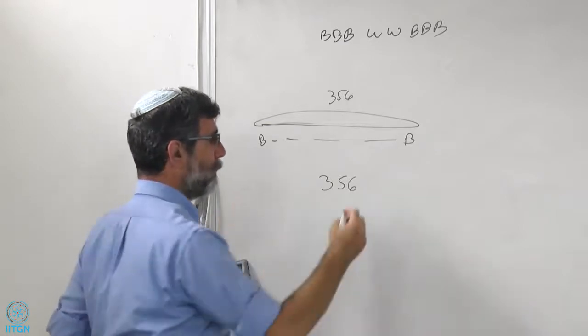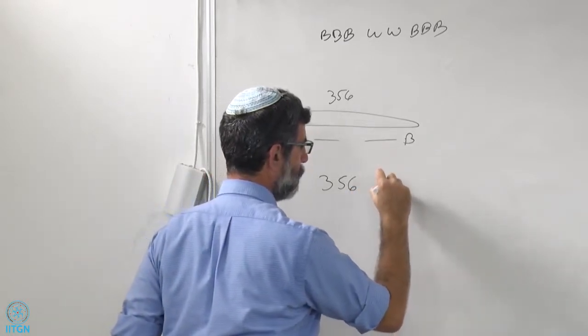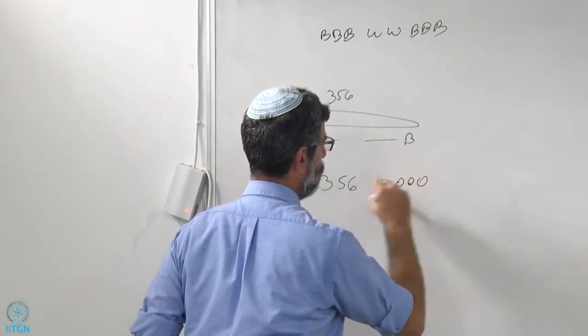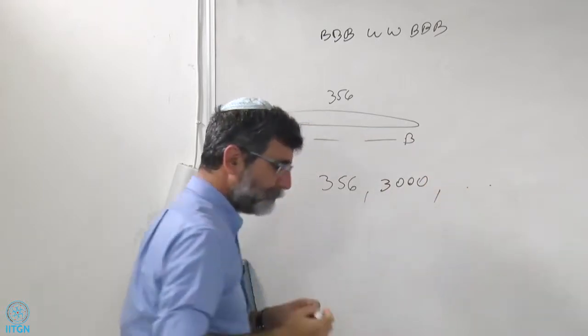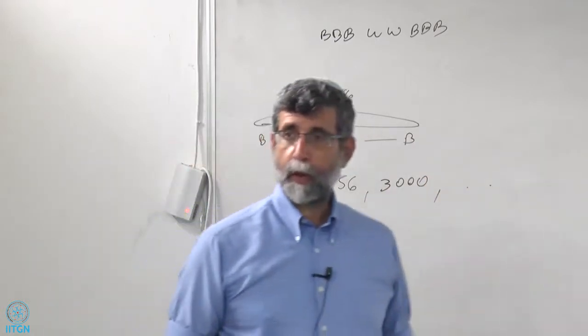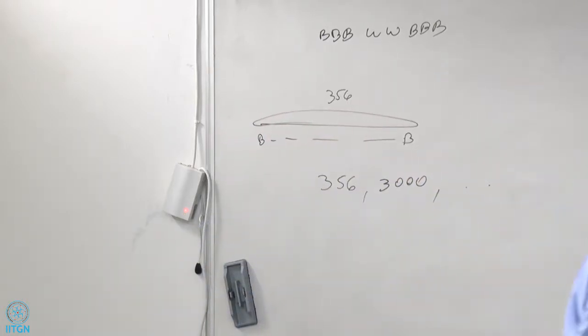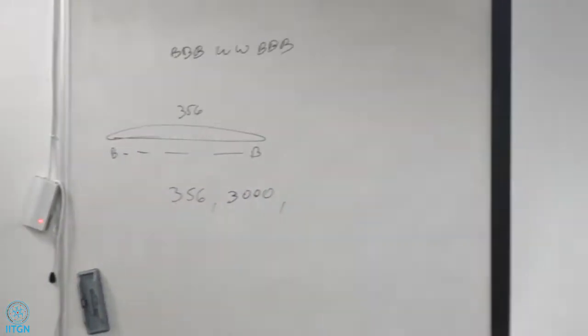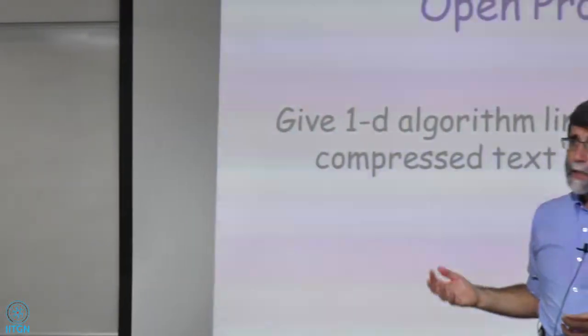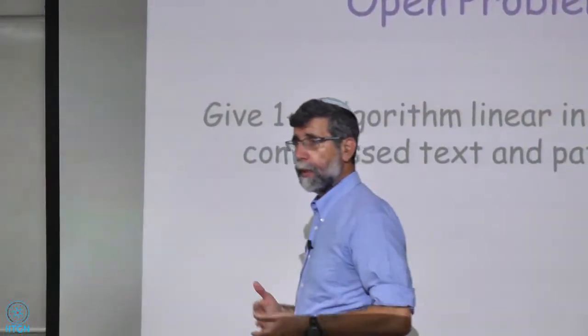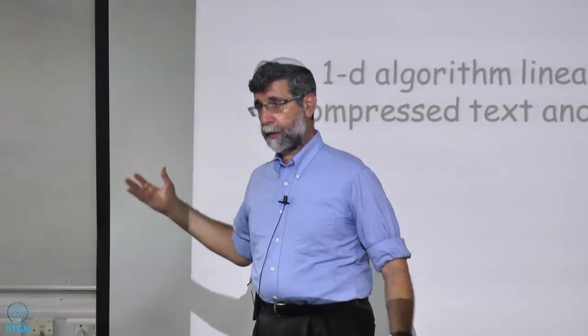Then there's a lot of white pixels. So there are like 3,000 white pixels and so on. This is called run length compression. It's a compression that's based on the run length. This is not an entropy compression, but it's good for some particular cases.